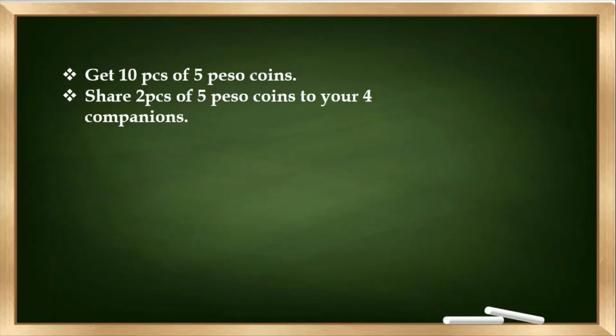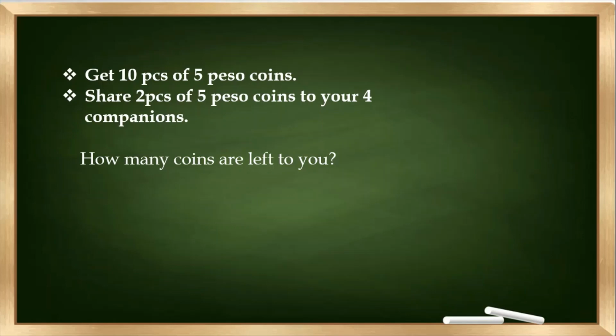So let us say you have 10 pieces of 5 peso coins. Then you're going to share 2 pieces of 5 peso coins to your 4 companions. So ibig sabihin, you are 5 in the group at meron kang 10 pirasong tigli-5 piso and you're going to give tig-2 coins sa bawat isa sa kasamahan mo. Okay? So mayroong hatian or mayroong pag-share na nangyayari. So, nagsishare ka sa iyong mga kasama ng tig-2 coins, no? Na tigli-5 piso.